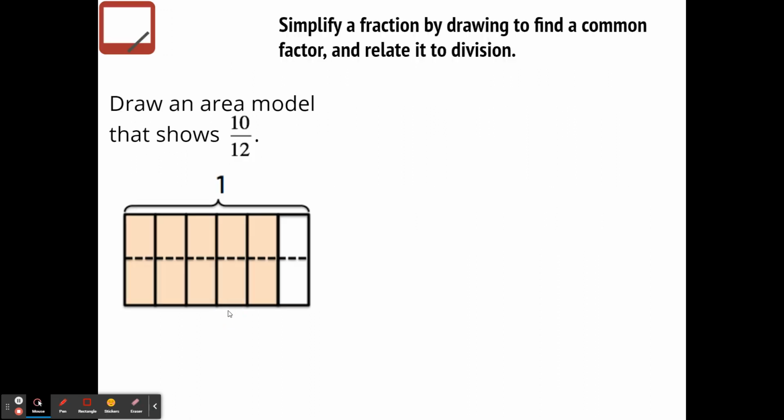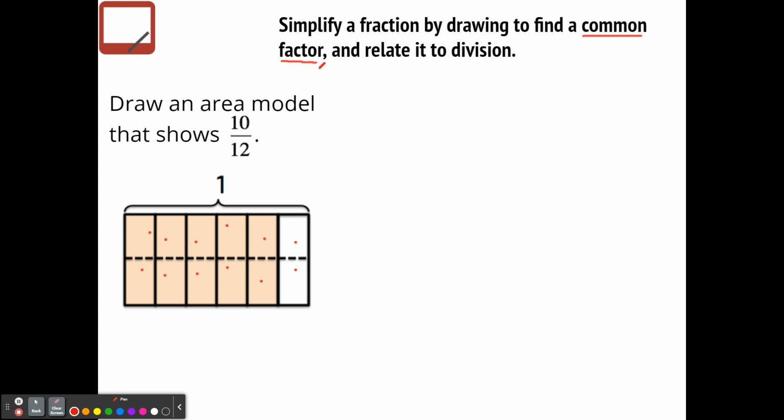Okay, so here's our area model that shows us 10/12. We know that it shows us 10/12 because if we counted the pieces, 1, 2, 3, 1, 2, 3, 4, 5, 6, 7, 8, 9, 10 are shaded, 11, 12 in total. I want to simplify this fraction by drawing to find a common factor and relate it to division. So key words here are common factor. I want to find a common factor.